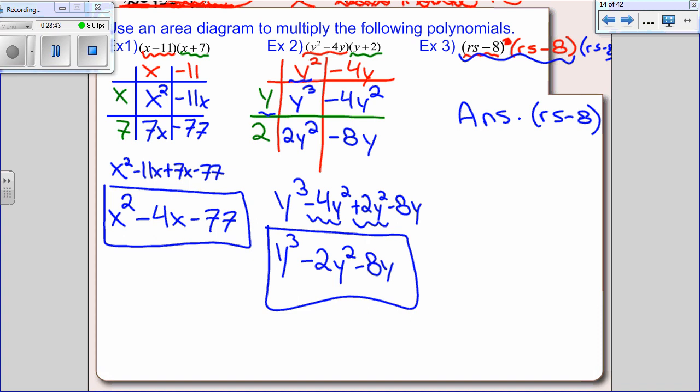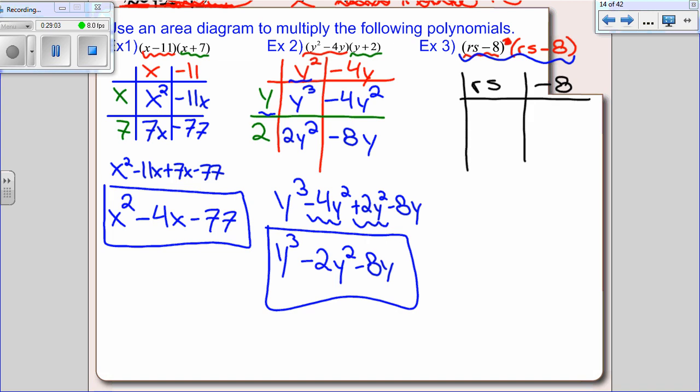Now that you know it's rs minus 8 times rs minus 8, you know you can do an area diagram. On the top of the area diagram, I have an rs minus 8. Down the side, I have another rs minus 8. Notice that the rs's didn't break apart in the area diagram. The r and the s are still together because they weren't separated by a plus or a minus sign. So the rs stayed together in the area diagram. Don't break it up.